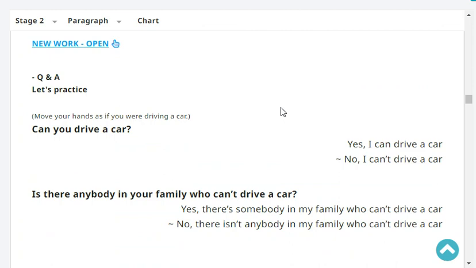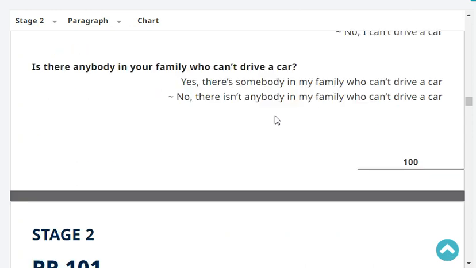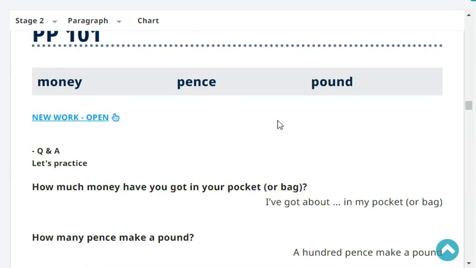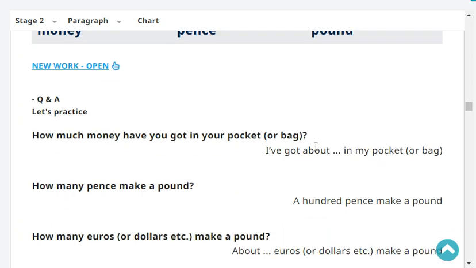Can you drive a car? Yes or no? Yes, we can drive a car. Very good. Is there anybody in your family who can't drive a car? Yes, there is somebody in my family who can't drive a car. Very good. Okay, next. How much money have you got in your pocket? I've got about 100 yen in my pocket.